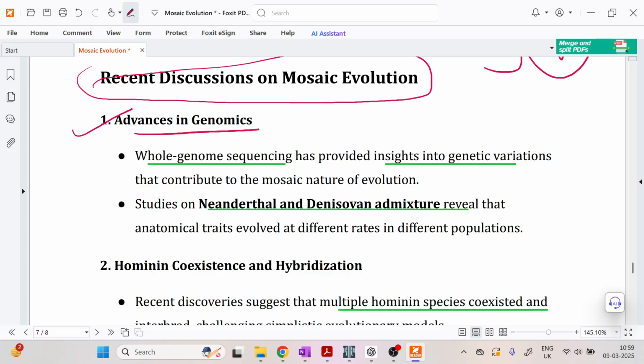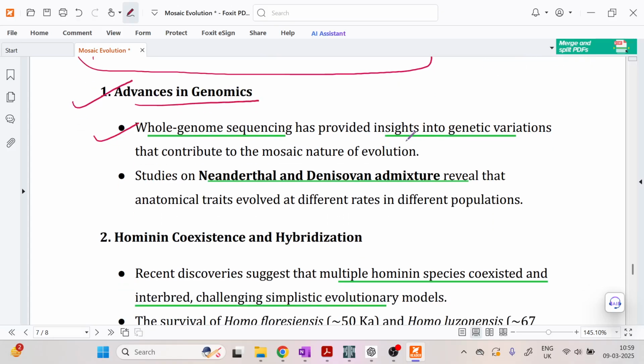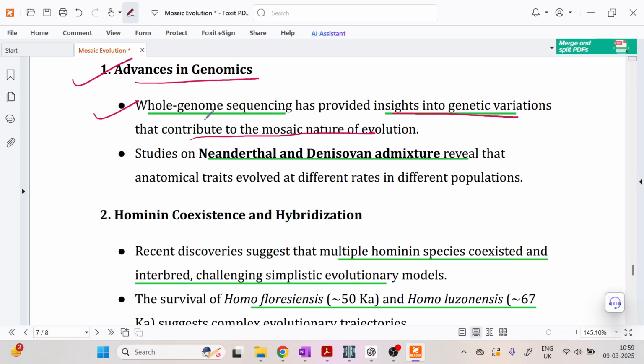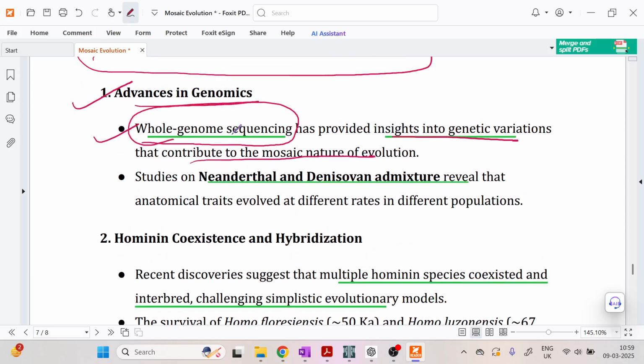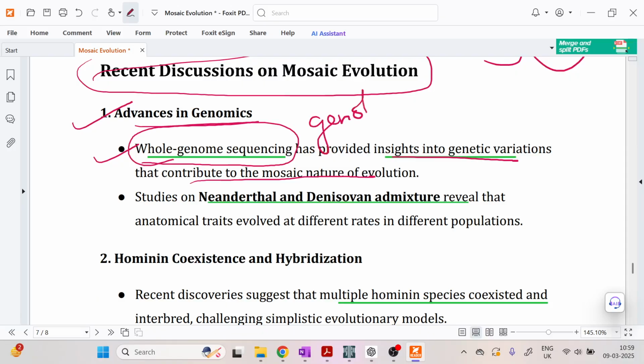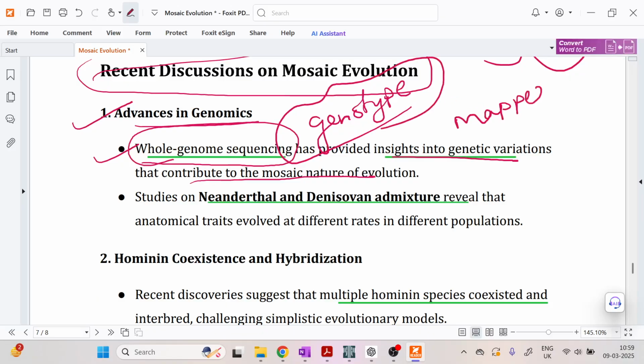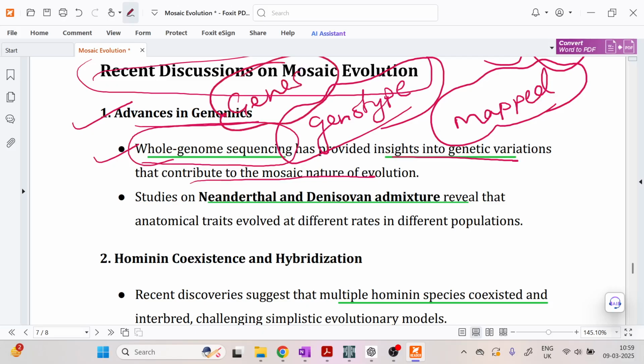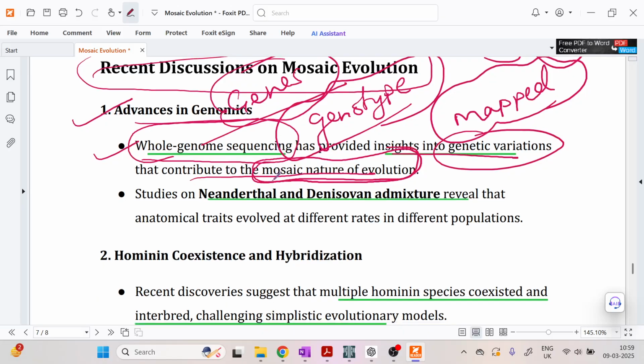The first one is advances in genomics. So, whole genome sequencing, they had provided insight into genetic variation that contribute the mosaic nature. So, whole genome sequencing means that whole genotype of any particular species, it is sequenced, it is mapped. इससे पता चल जाता है कि डीएनए वेरिएशंस कितने हैं, किस में कितना वेरिएशन है, एंड कितने जीन्स जो हैं वो अवेलेबल है, कितने वेरिएशंस हैं अवेलेबल हैं, और उन्हीं वेरिएशन से, उन्हीं जेनेटिक वेरिएशन से वो हमें पता चल जाता है कि यस द इवोल्यूशन इज गोइंग टू टेक विच डायरेक्शन.